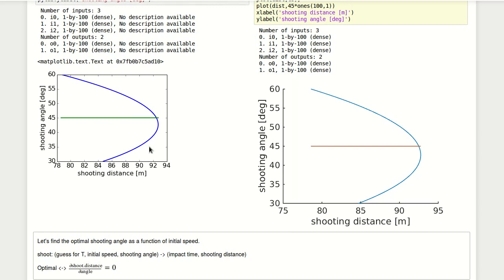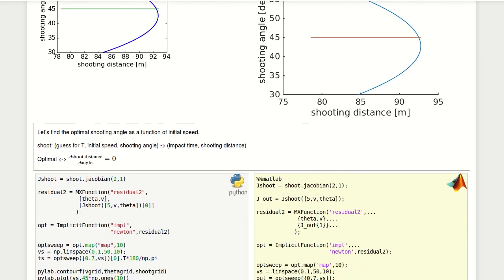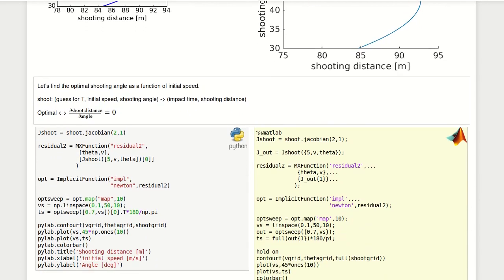So we're gonna try to find the optimal angle now as a function of the initial velocity. Because this graph was only for one specific velocity, we want to do it for all velocities, symbolically. So remember the shoot function. Our shoot function started with a guess for the time of flight and then initial speed and angle, and gave us the time of impact and the shooting distance. And we want to make the derivative of this zero such that we can find the top of the parabola.